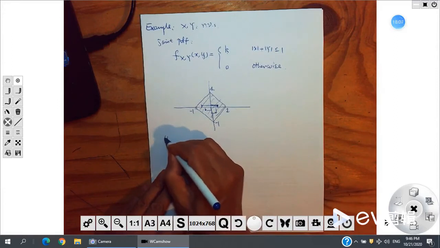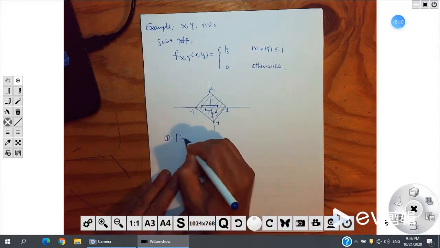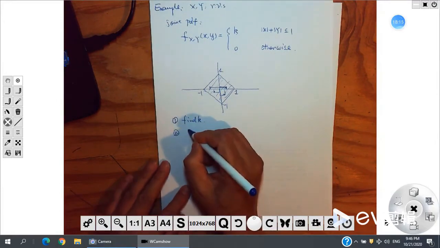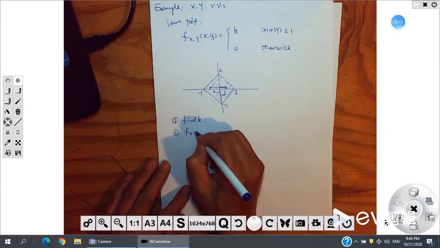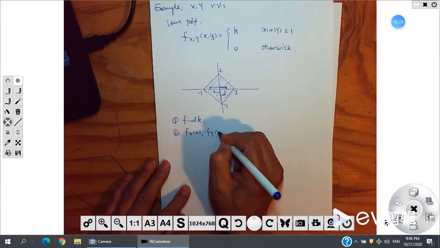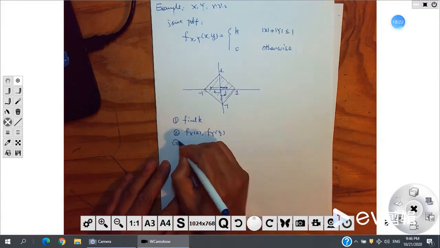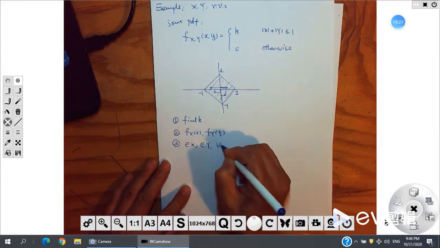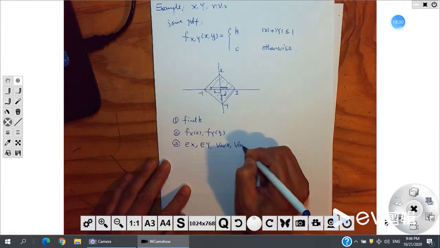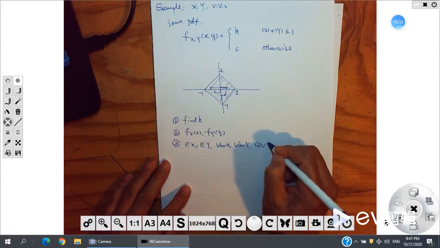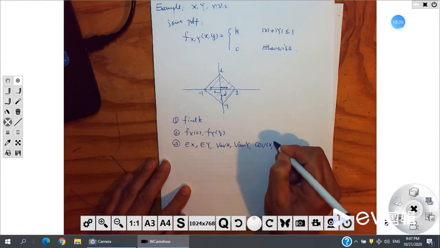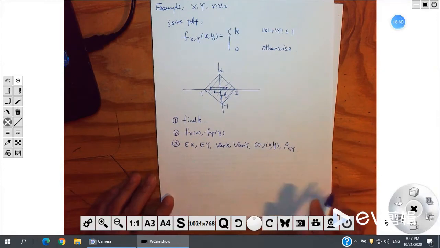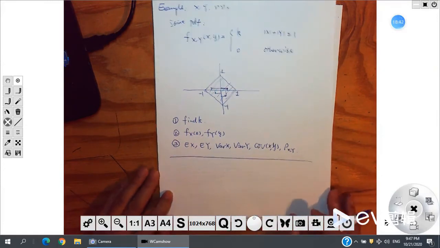Then we want to do something. First, we want to find k. Second, we want to find fx of x and fy of y. And third, we want to find E of X, E of Y, the variance of X, the variance of Y, the covariance of X and Y, and the rho of X and Y. We want to find all of these.